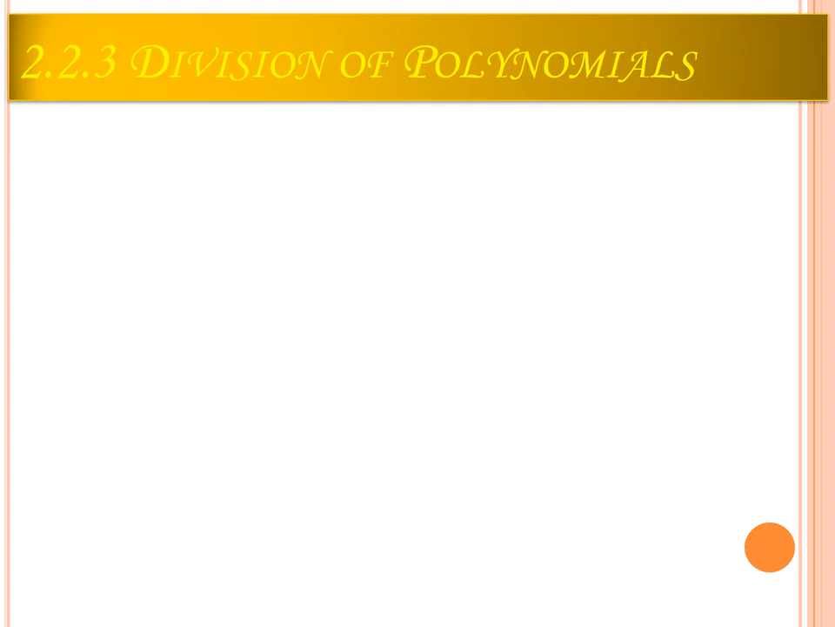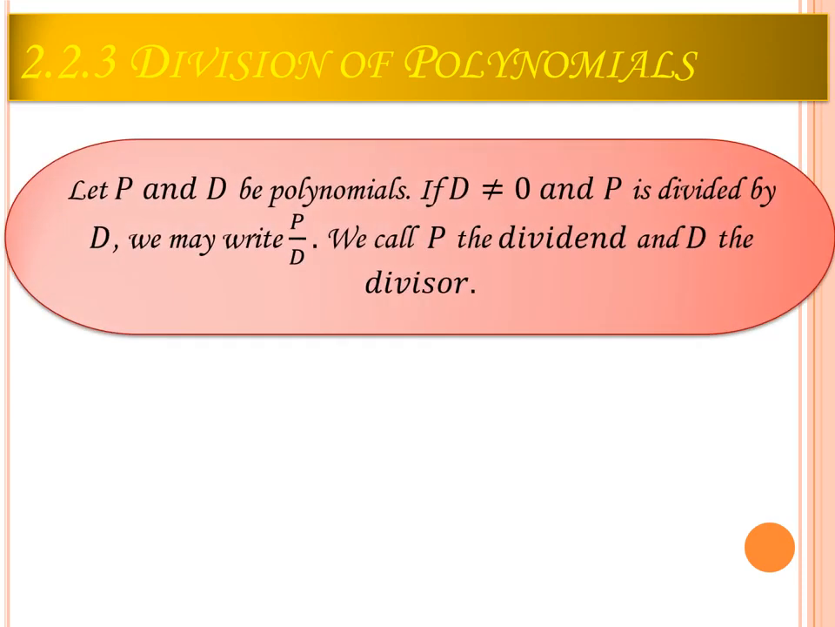Okay, this is the last part of our video lecture. And in this part, we're going to talk about division of polynomials. If P and D are polynomials, if D is not equal to 0 and P is divided by D, we may write P over D, or P divided by D. We call P the dividend and D the divisor.